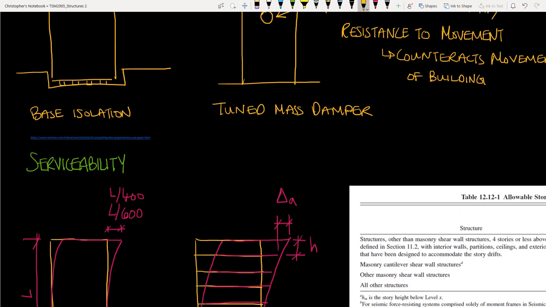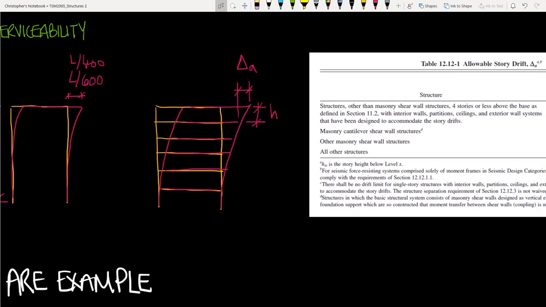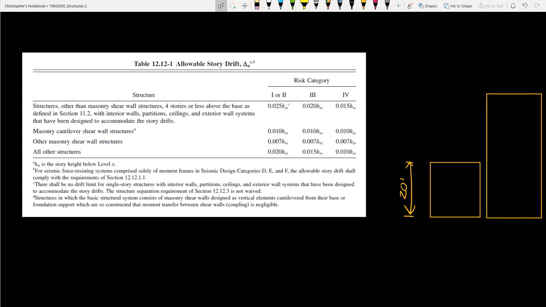Finally, as with our wind discussion, I also want to mention serviceability with earthquake design. With wind design, we talked about the total displacement of the building and provided a range of limits for occupant comfort and durability. With seismic design, we care about the total displacement as well as the drift between stories. And the code gives us limitations for those story drifts here. And we can extrapolate these limitations to give us full building displacement limitations as well.